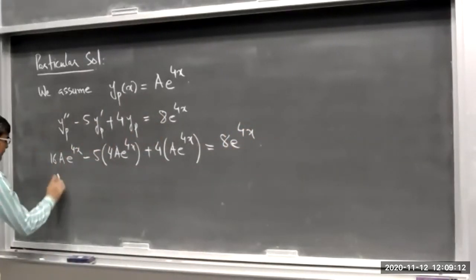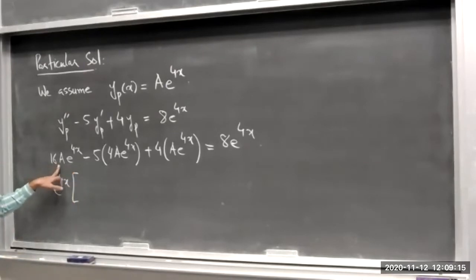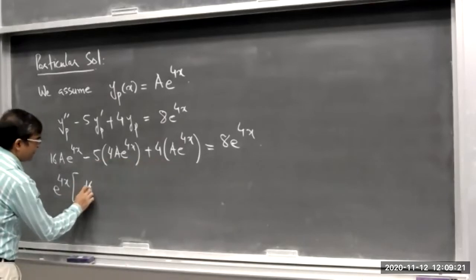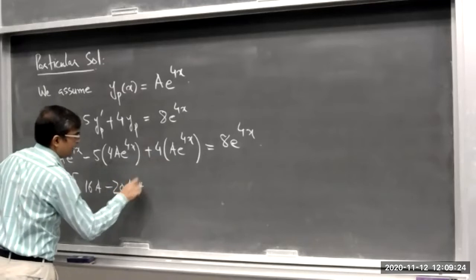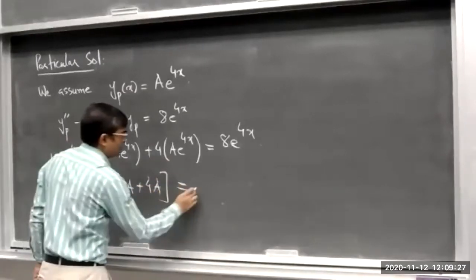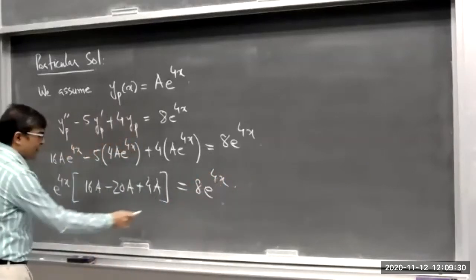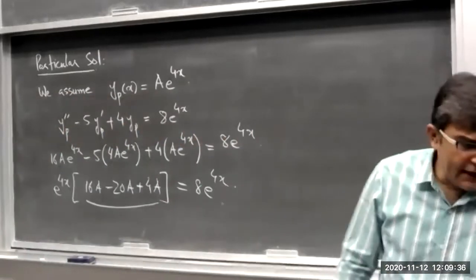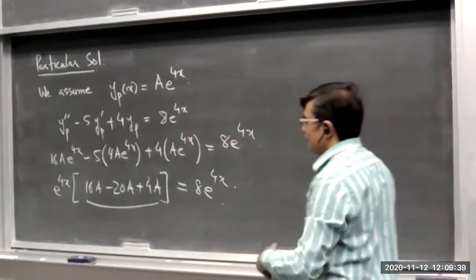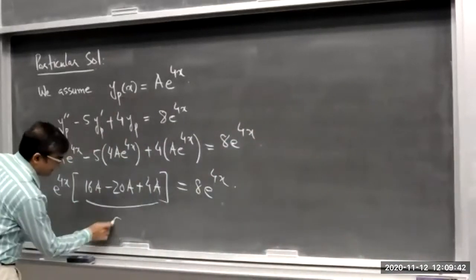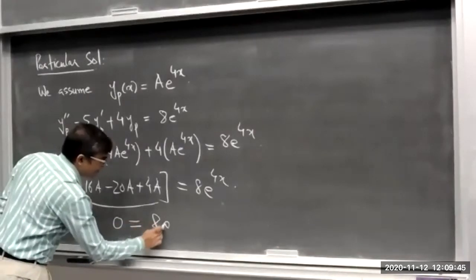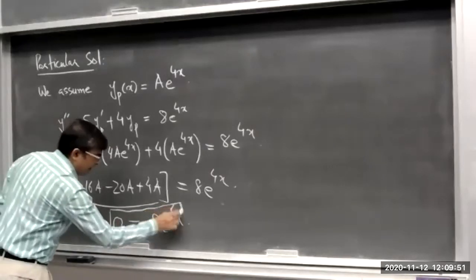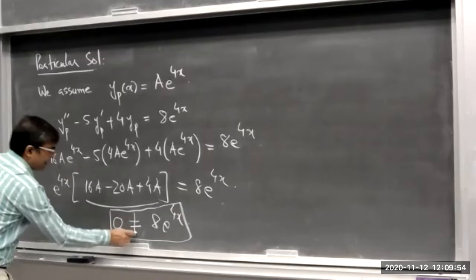Now, taking e raised power 4x common, we obtain 16a minus 20a plus 4a is equal to 8 e raised power 4x. Now, you can see that this term is 0, because 16a plus 4a is 20a, and we have again minus 20a. So we obtain 0 is equal to 8 e raised power 4x, which is not possible.